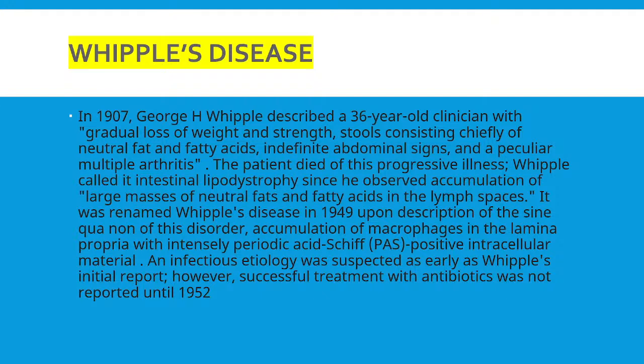Whipple called it intestinal lipoid dystrophy, since he observed the accumulation of large masses of neutral fats and fatty acids in the lymph spaces. It was renamed as Whipple's disease in 1949 about the description of the sine qua non of this disorder: accumulation of macrophages in the lamina propria with intensely periodic acid-Schiff positive intracellular material.